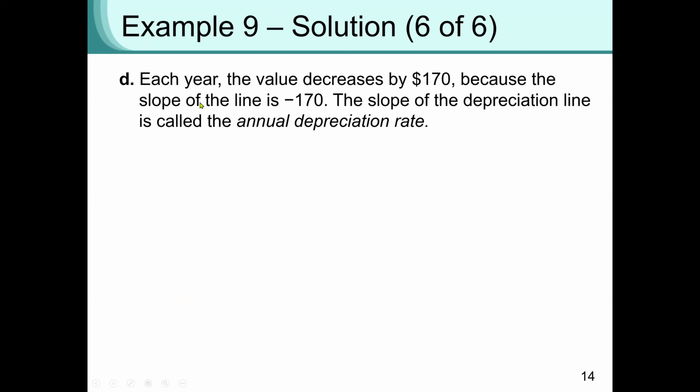Indeed, they say each year the value decreases by 170, because that's the slope. The slope of the line is negative 170, so it's decreasing. So the slope of the depreciation line is called the annual depreciation rate.